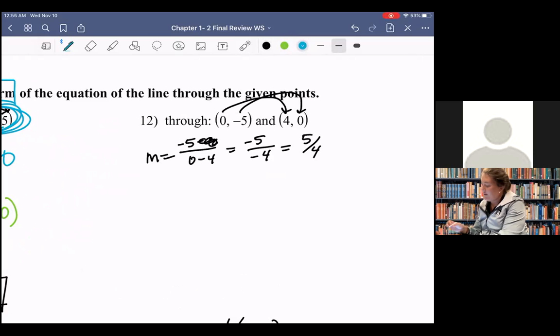Then I'll pick my favorite point. I'm going to pick the point 4, 0 because I just did. I need to write it in point slope form. So I'm going to go y minus my y number, which is 0, equals my slope, which is 5/4, in parentheses x minus 4. That is point slope form.